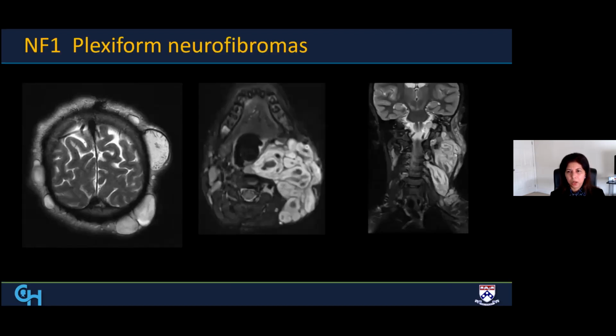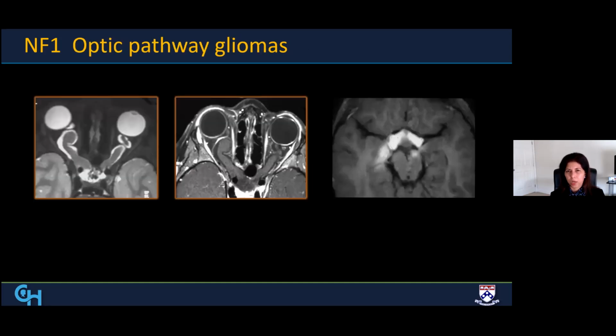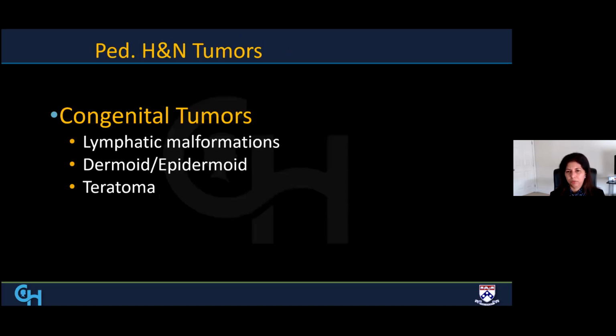And I'll quickly run through some other benign entities. These are plexiform neurofibromas that you see associated with neurofibromatosis 1, numerous in the scalp. They are characterized by this classic target appearance when you get them in the axial plane in cross-sectional imaging, and they can be really extensive, unfortunately, in these cases with NF1. You can also get optic pathway gliomas with NF1, with variable involvement of the intraorbital, cranial, and chiasm segments of the optic pathway.